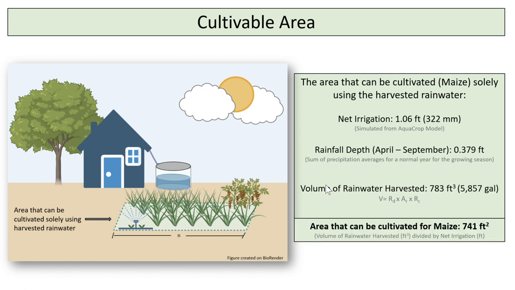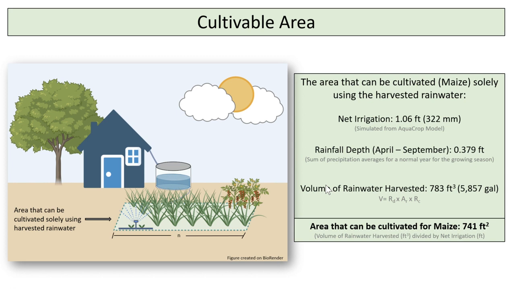So in order to determine the area that can be cultivated for corn, we are going to divide the rainwater that was harvested by the net irrigation, meaning that the irrigation is going to be supplied by the harvested rainwater. Because of this, we get an area that can be cultivated for corn, which is 741 square feet. So this is just for the normal precipitation year.